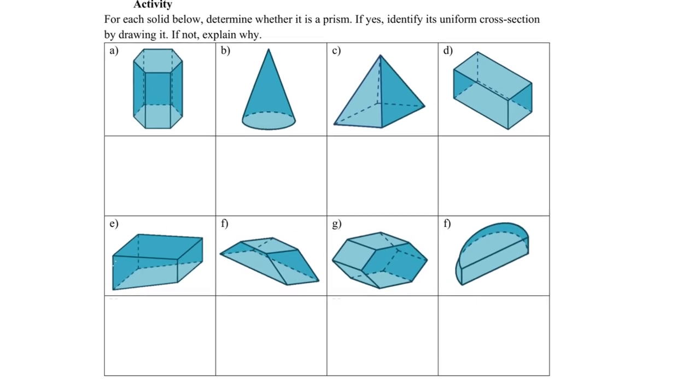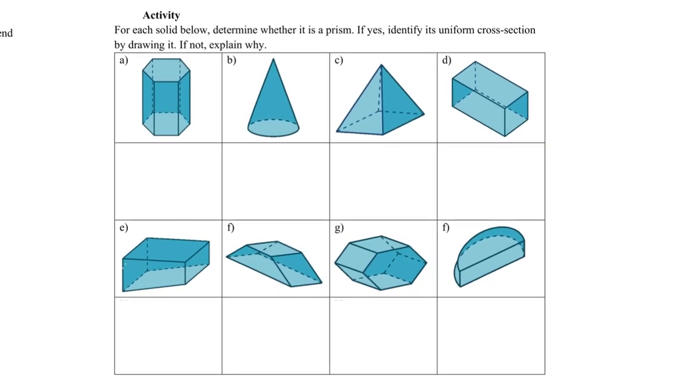So let's do some activity to reinforce this idea. I have the following solids. We have to determine whether each is a prism or not, and if it is a prism, what the uniform cross section is. Well, the first one is a hexagonal prism, which we have seen in the earlier examples. For part B, this is a cone. There's no uniform cross section. The base circle is not uniform throughout.